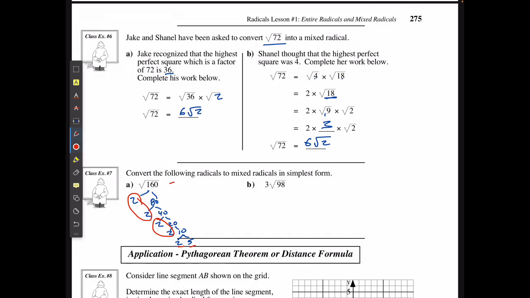So I managed to take 1 2 out. I took another 2 out. And inside the radical, I have a 2 and a 5. And I just have to multiply them back together. 2 times 2 is going to be 4. And 2 times 5 is going to be 10.